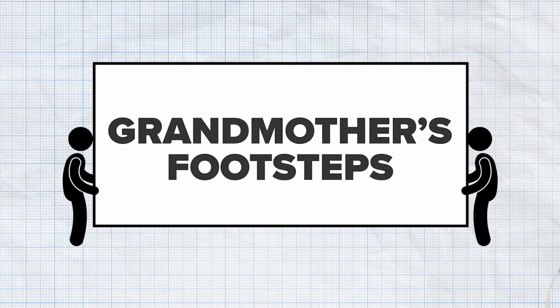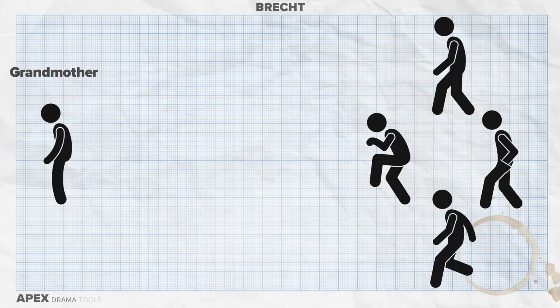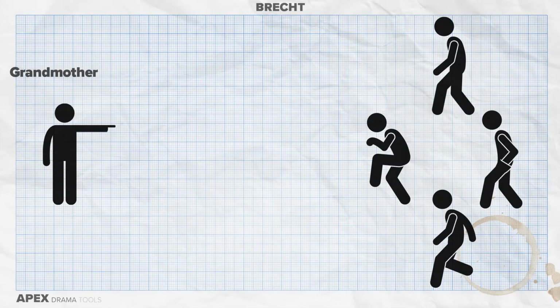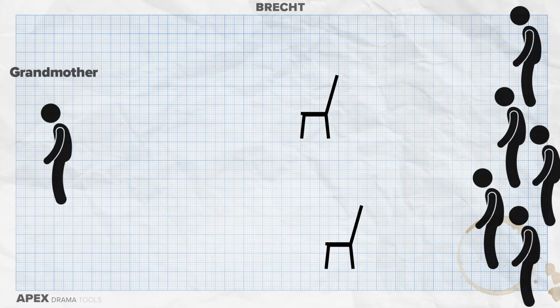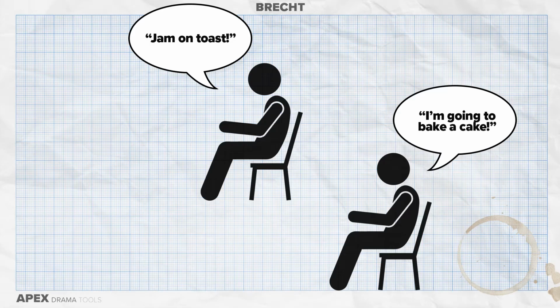Grandmother's Footsteps. Play the popular game Grandmother's Footsteps, where one person is at the end of the room as the grandma, and the rest of the group have to cross the room and touch Grandma on the back without being seen to move by the grandma when she turns. Play the game normally, then introduce a chair or two chairs which the players have to sit in and speak something before continuing. It might be what they had for breakfast or something they're doing at the weekend.